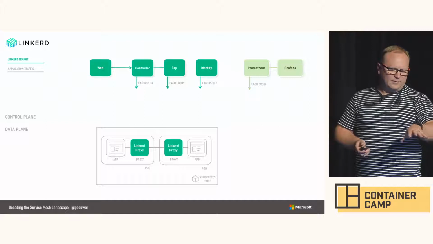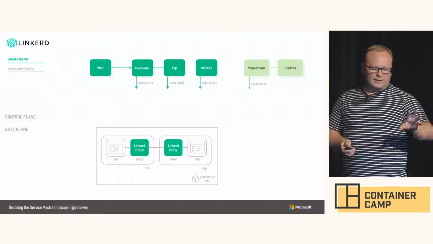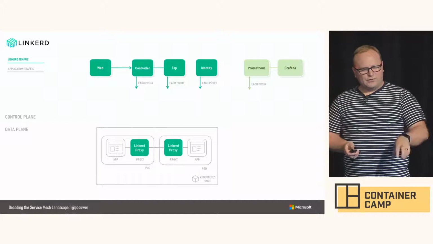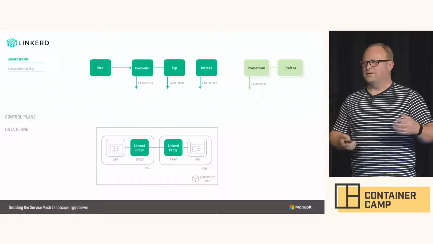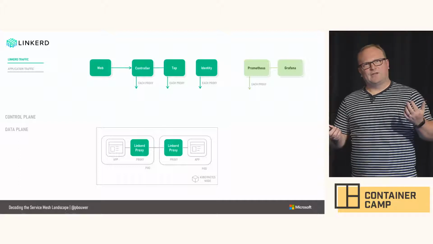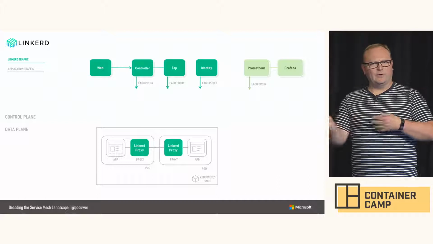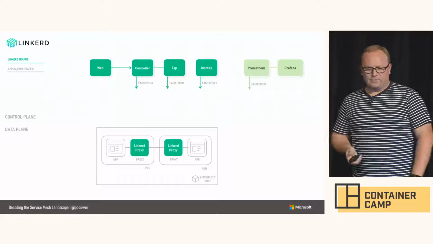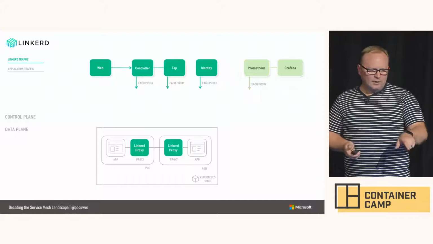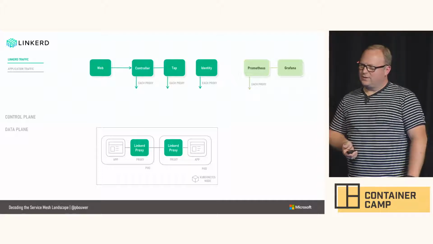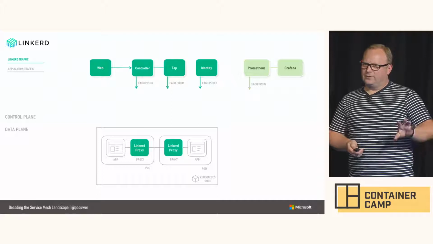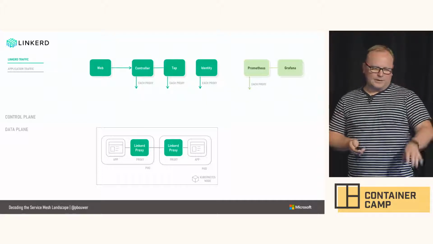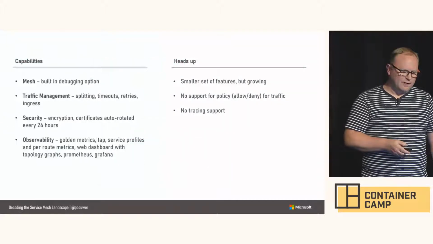They have the components at the top there, controller. Those are the rules for each of the proxies. Tap, essentially like TCP dump or mirroring, where you can actually siphon off traffic. And then identity is their certificate management. You'll notice that they only run in Kubernetes. So this is a very simple, lightweight mesh.